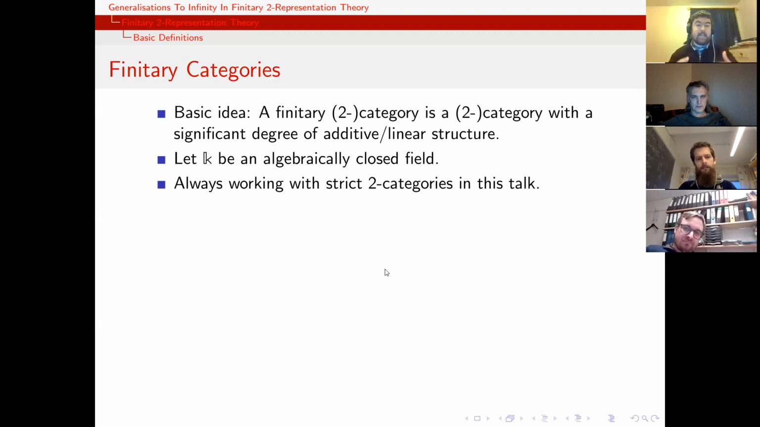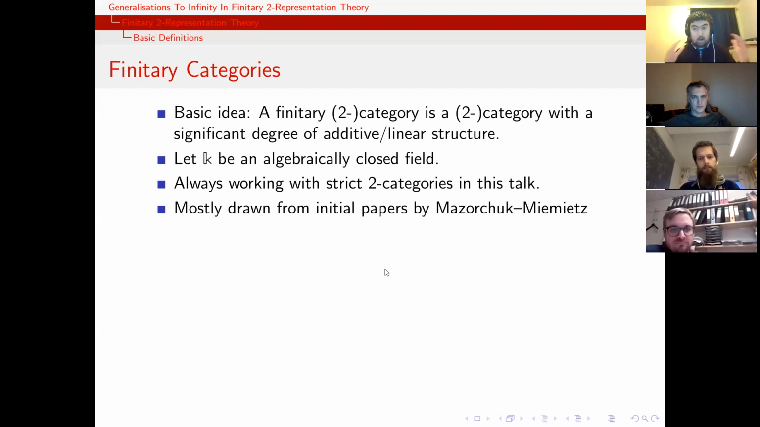There are some subtleties here related to taking strict two categories that I will be skipping over. I will mention them briefly as they come up, but no more than that. There has been some work done in the area by other people on bicategory stuff, but not that much so far. I believe there's only one paper on the subject so far. And most of these initial definitions up to a certain point I will mention are drawn from the initial series of papers by Walter and Vanessa.